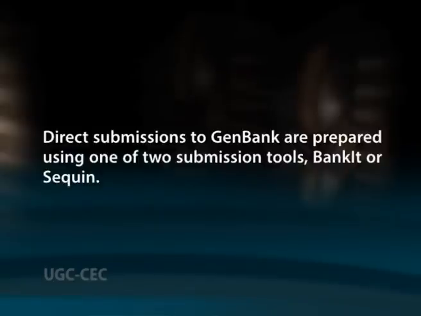Direct submissions to GenBank are prepared using one of 2 submission tools, BankIt or Sequin. Information can be retrieved from GenBank using NCBI's Entrez retrieval system. GenBank may also be searched with query sequences using NCBI's web interface to the BLAST suite of programs. Each entry consists of a number of keywords, associated sub-keywords, and an optional feature table.